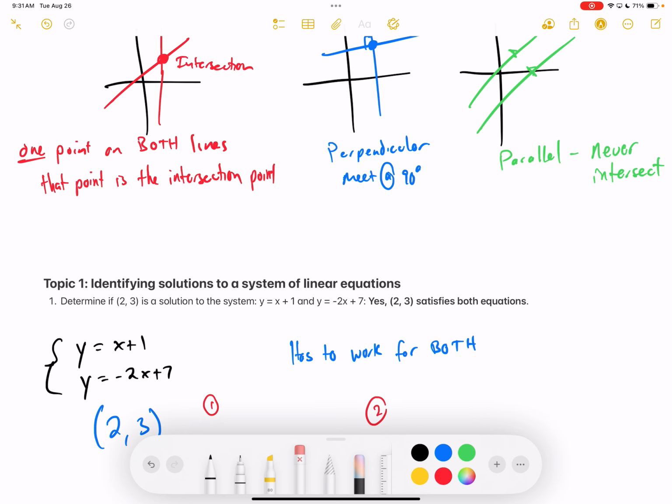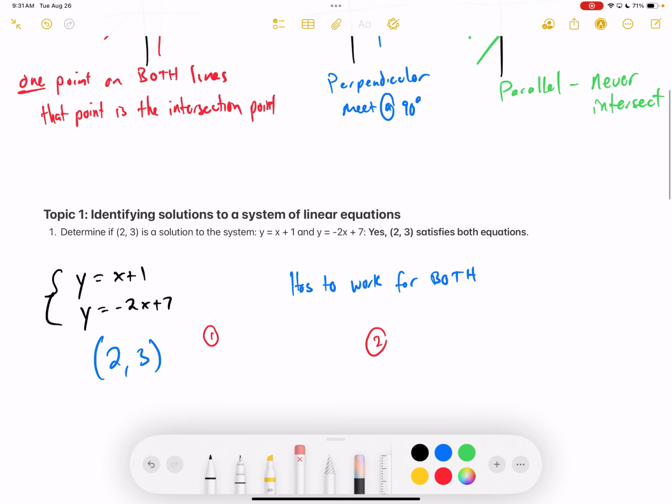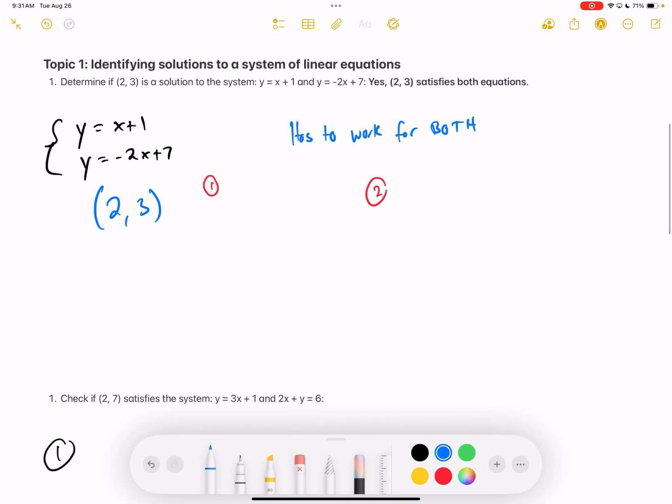All right, so the first topic here is determining if it is a solution. For it to be a solution, it has to work on both of the lines. It has to work on both of them. So we're determining if (2, 3) is a solution. They give you a point, is (2, 3) a solution? So we're saying x is 2 and y is 3, and we're going to plug those into both of those lines to make sure it works.